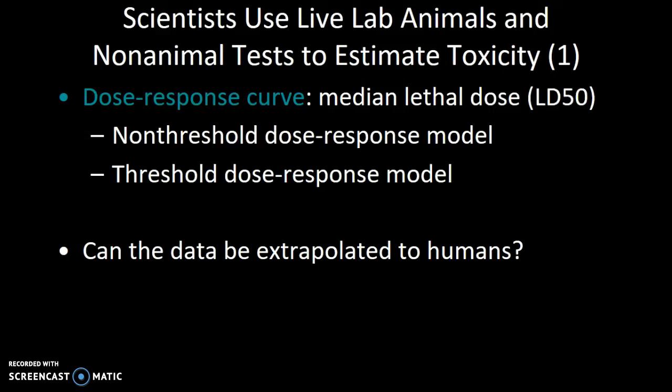So we use what's called a dose response curve, and when we talk about dose response curves, we either have LD50s, which are the lethal dose that kills 50% of the population, LC50, which is lethal concentration for gases and liquids that kill 50% of the population, or ED50. ED50 is the effective dose where 50% of the population feels an effect, right?